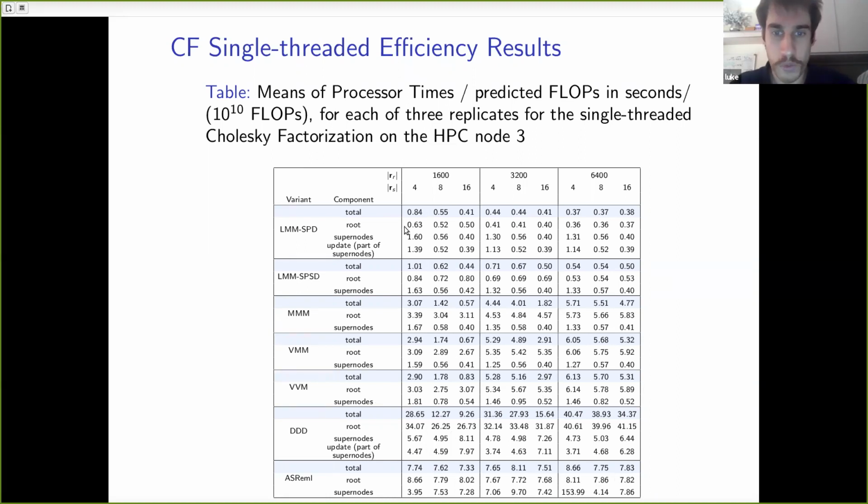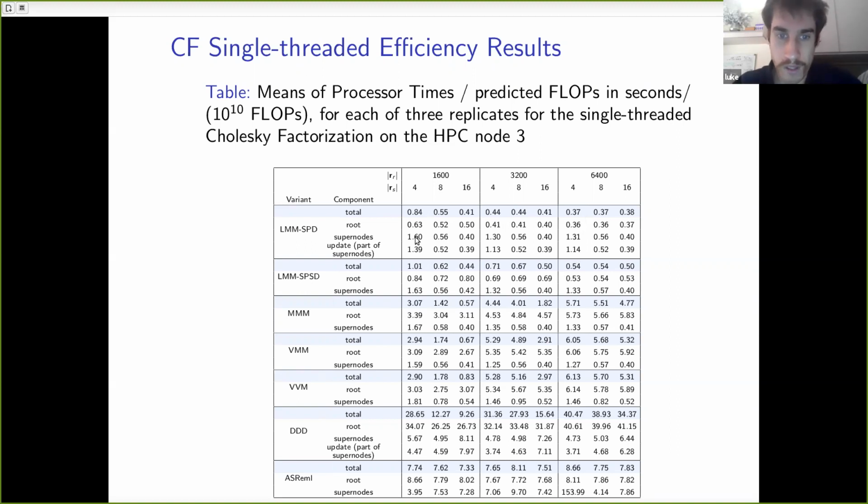Also, as the root gets larger, its efficiency increases for the good variants, which makes sense because what makes the better variants better is how they store the data and access it. And so as the data increases in size, they can still access it in a clever way. The other variants actually get worse, and it's because they access it in a worse way. So that's why the root efficiency increases for the good variants and decreases for the bad variants.